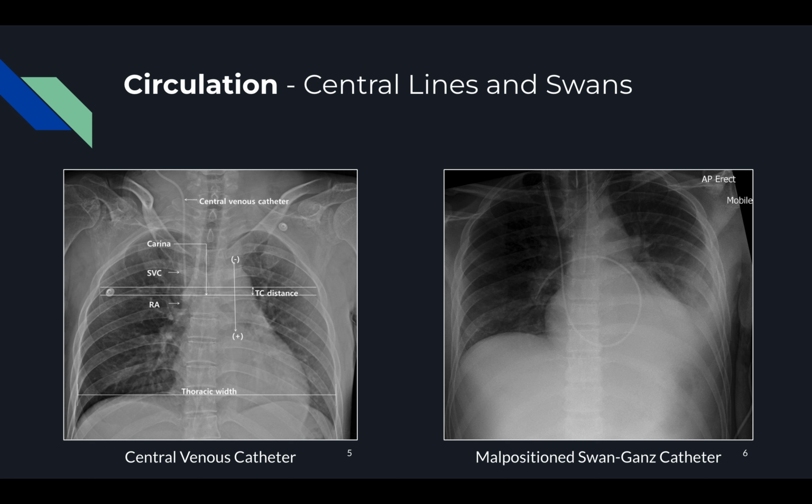The ideal placement for the tip of a Swan-Ganz catheter is going to be more in the proximal portion of one of the main pulmonary arteries, typically the right main pulmonary artery. So ideally, this tip would be more centrally located here.